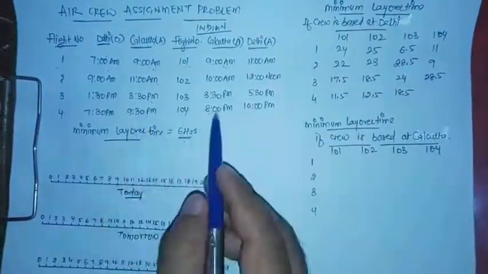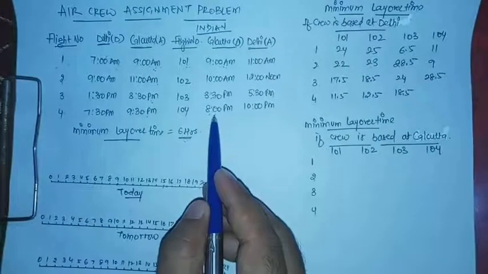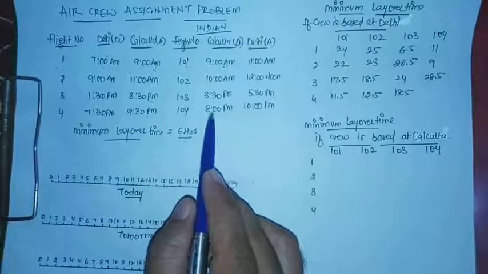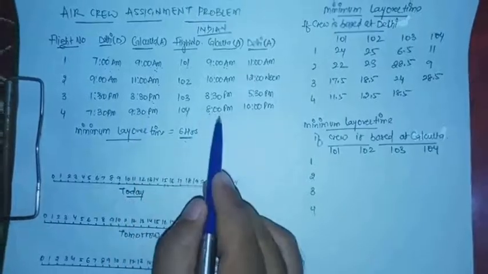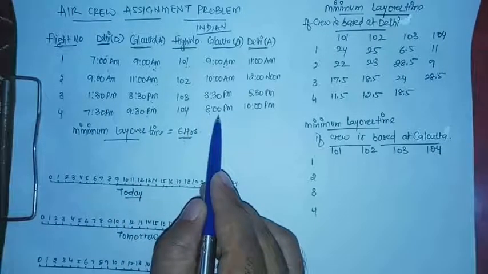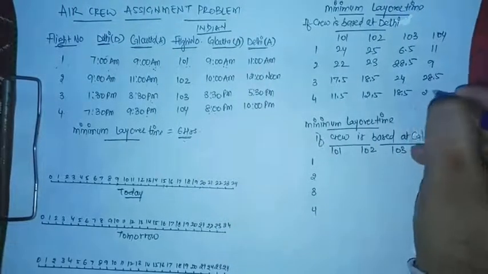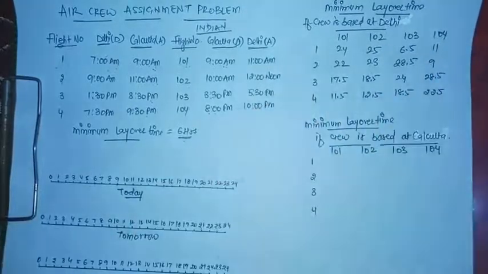Next 9:30 to 8 p.m. 9:30 to 9:30, because 8 p.m. is not possible. 8 p.m. will be off next day. 9:30 to 9:30, that is 24 hours minus 1.5 hours, that will be 22.5. So done. Our first matrix, which is minimum layover time if crew is based at Delhi, has been done.